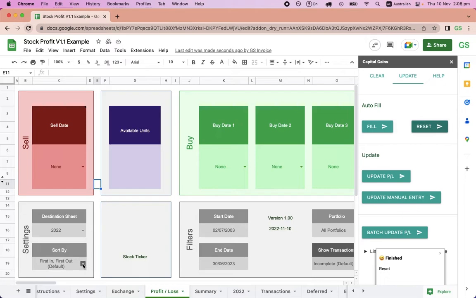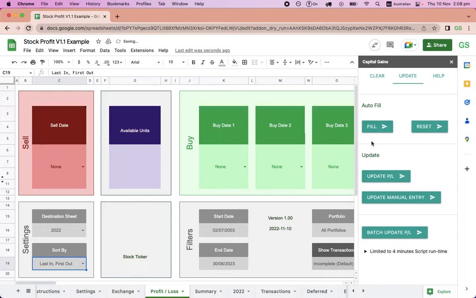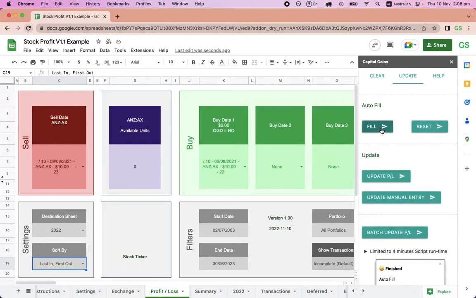To select the second method, which is last in, first out, let's see what happens. Click on fill, and it comes up with the most recent, which is ANZ. Now, ANZ is an example transaction, and I put it in here just to show that it is a break-even transaction, which I'll explain a bit about that later on.